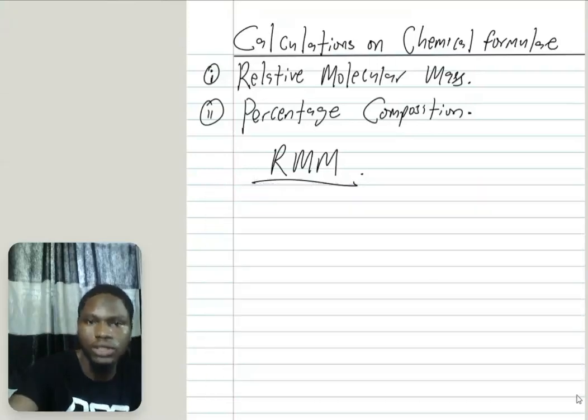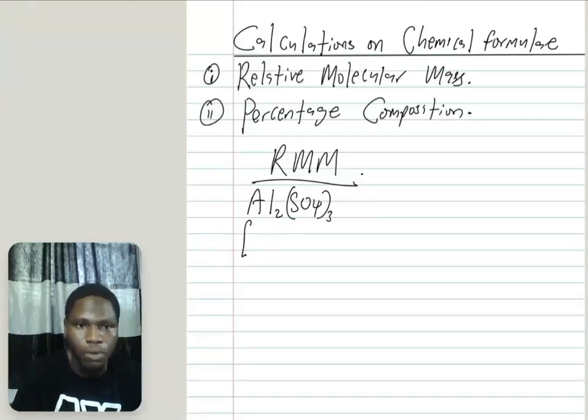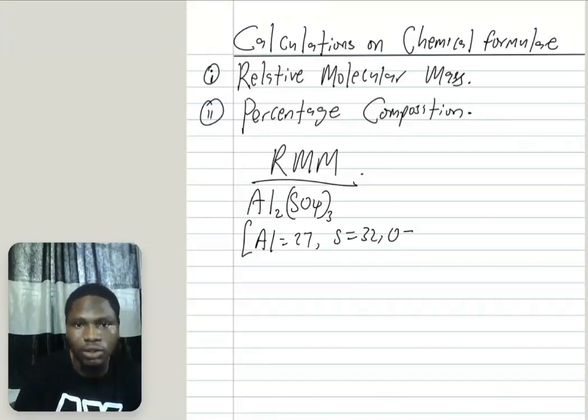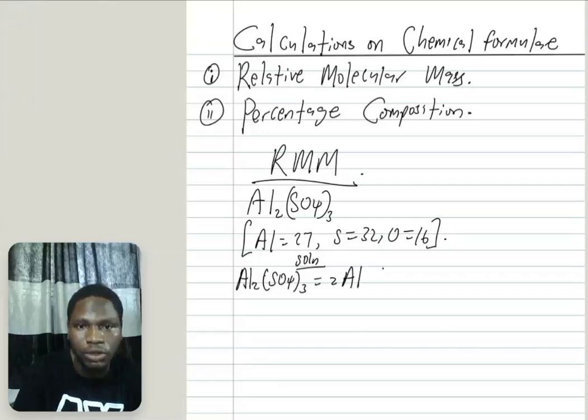If you are asked to calculate the RMM of this compound, Al2(SO4)3, how will we do that? We'll be given Al to be 27, sulfur to be 32, and oxygen to be 16. Are you there? So let's go. So I have Al2(SO4)3. Remember, I have 2 aluminium. Also, if you look at sulfur here is 3. This 3 here outside is talking to you, so sulfur here is 3. And if you check, oxygen is how many?